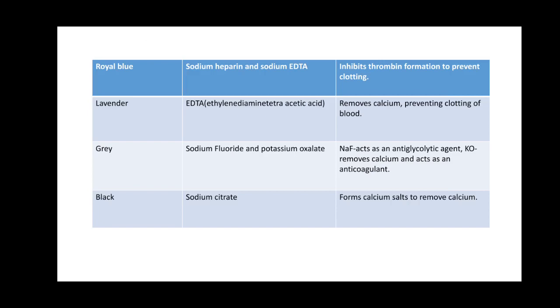And the lavender color, it's EDTA, ethylene diamine tetraacetic acid, which removes calcium, preventing the clotting of blood. And the gray one, sodium fluoride and potassium oxalate. Sodium fluoride acts as an anti-glycolytic agent, and the potassium oxalate removes calcium and acts as an anticoagulant. And the black one will be sodium citrate. It forms calcium salts to remove the calcium and stops further clotting of blood.